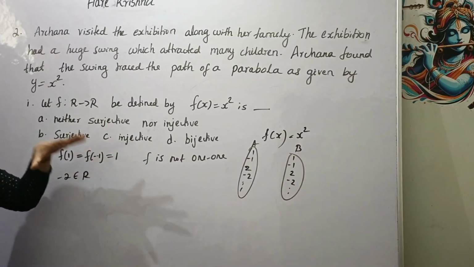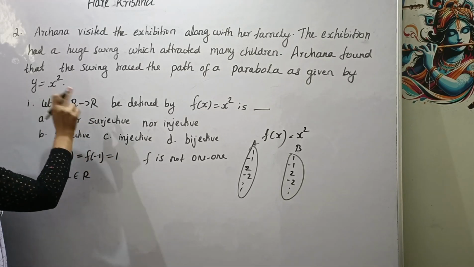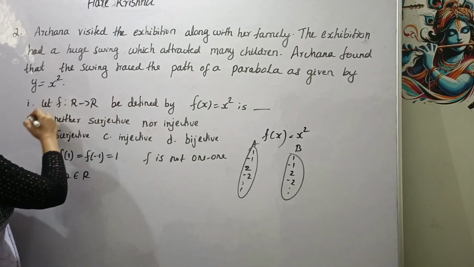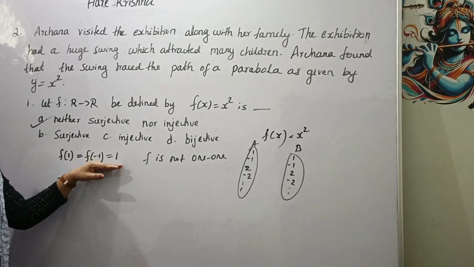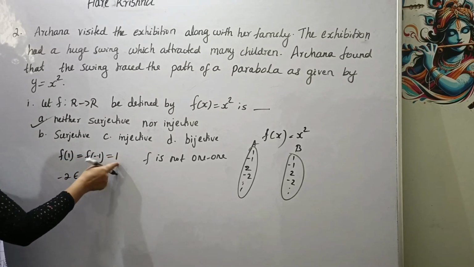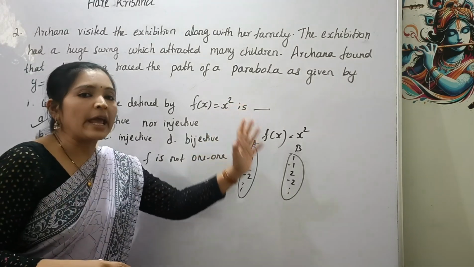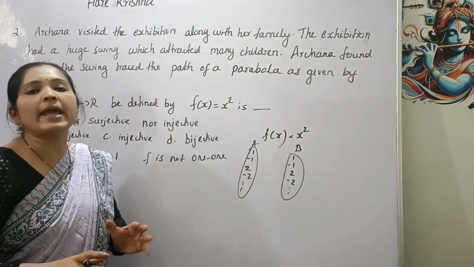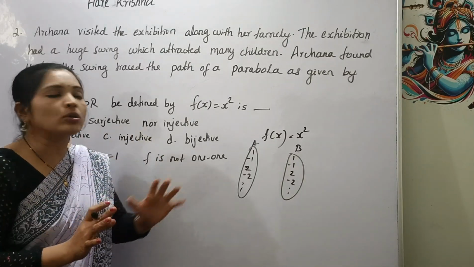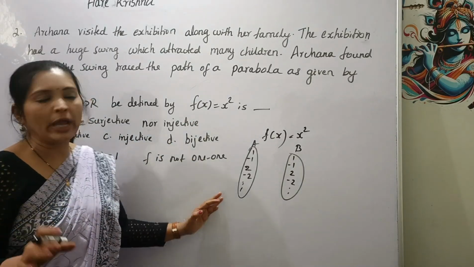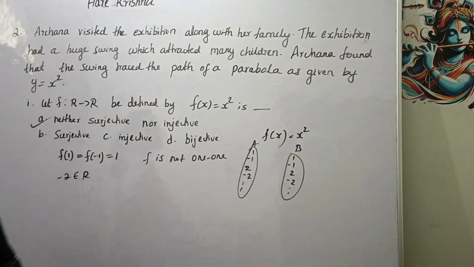Therefore, it is clear that this given function is neither surjective nor injective. So that is the correct answer. Because it is not one-one and not onto. This 1 has two images, therefore this function is not one-one. And all the negative numbers have no pre-images. Therefore, this function is not onto. Therefore, it is neither surjective nor injective.